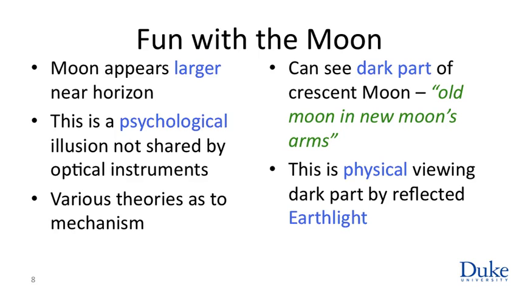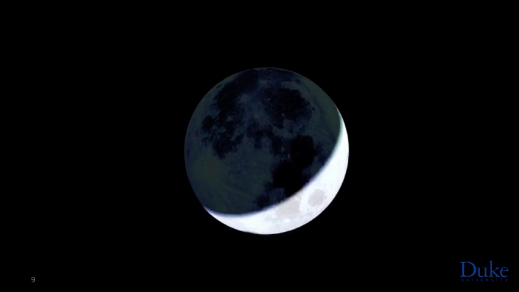On the other hand, there's this other famous illusion which is called seeing the old moon in the new moon's arms, which is that when you see a crescent moon where only a fraction of the moon is illuminated, then you can sometimes imagine that your mind completes the full disk of the moon, and you can see the part of the moon that is not illuminated by sunlight. And this one is a physical effect.